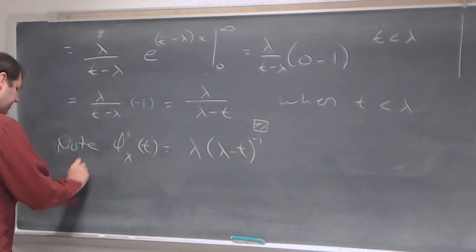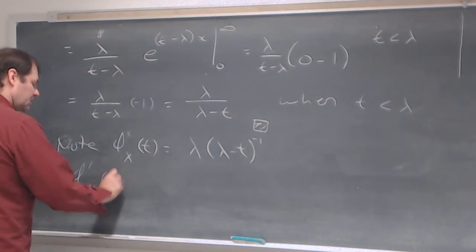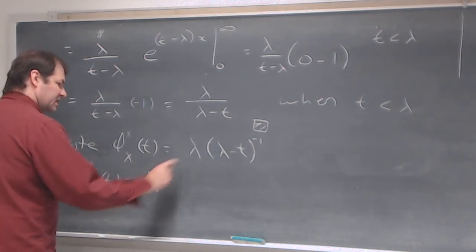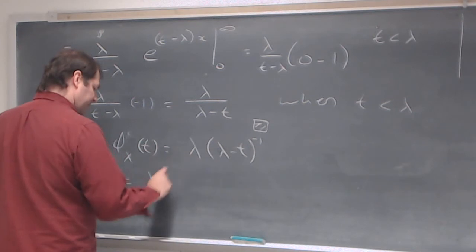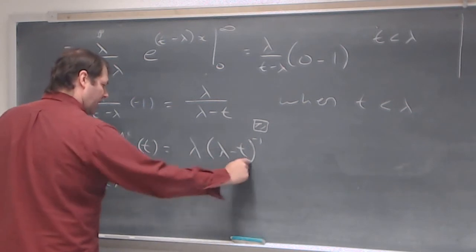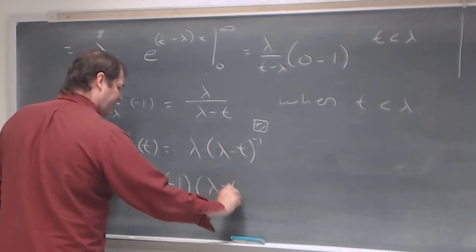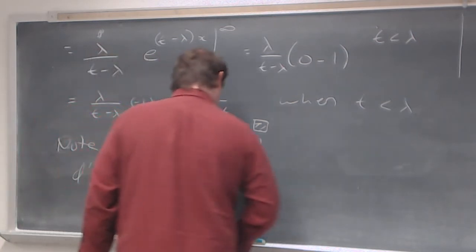So here, if I want to take the first derivative now of this moment generating function, it's a constant times something raised to the power. So I write down the constant, I write down the power, I write down the something to one less power, using the chain rule extension of the power rule.